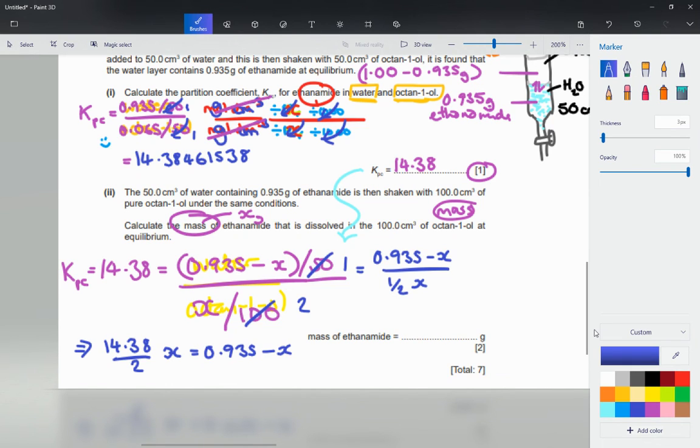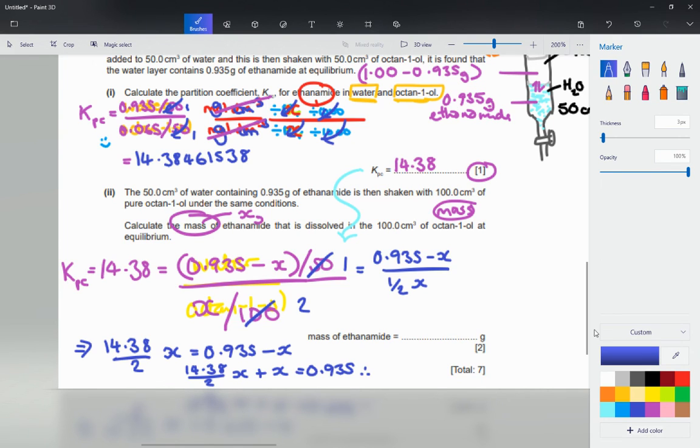So we're almost there. What you need to do is get all of your x's on one side. So if we now add x to both sides, 14.38 divided by 2, x plus x equals 0.935. Therefore, so now I'm going to put that in my calculator. So this looks as if it's at a stage where I can put it through.